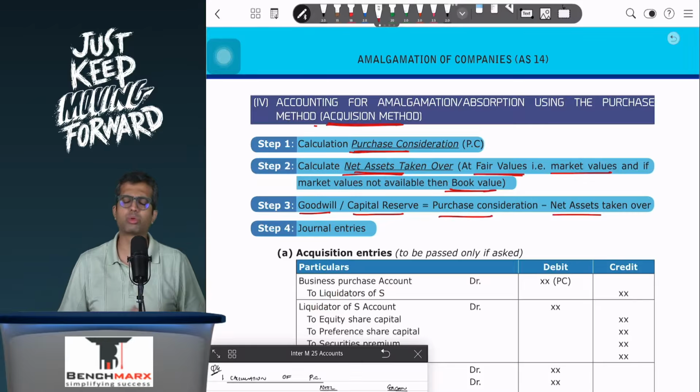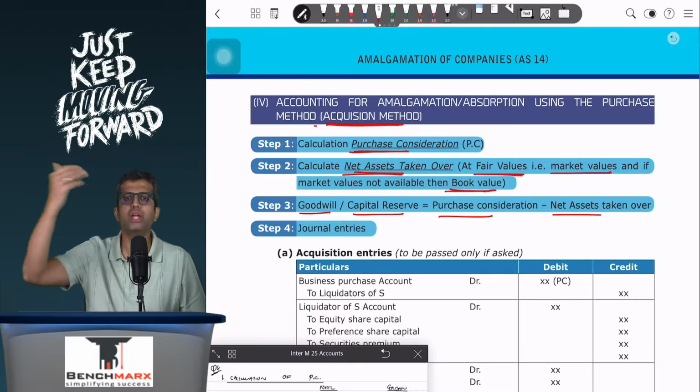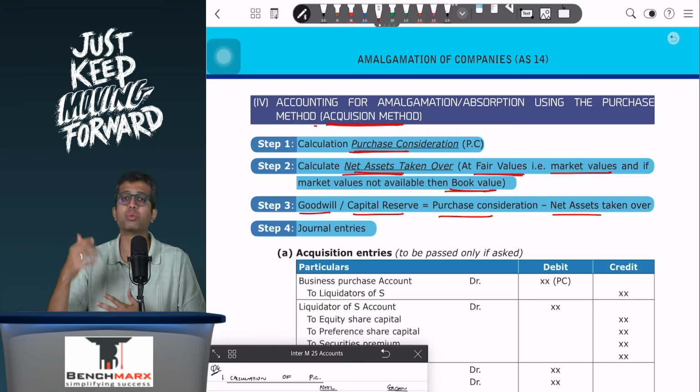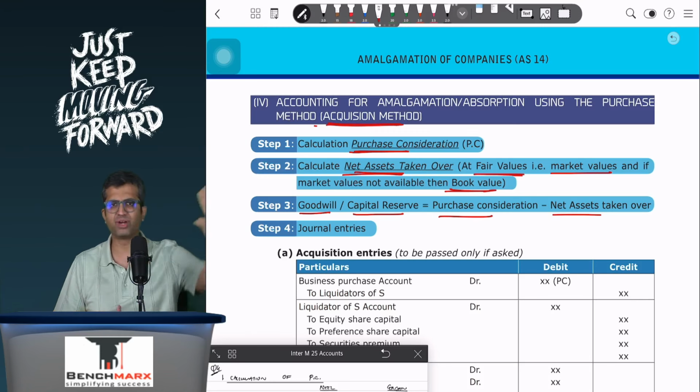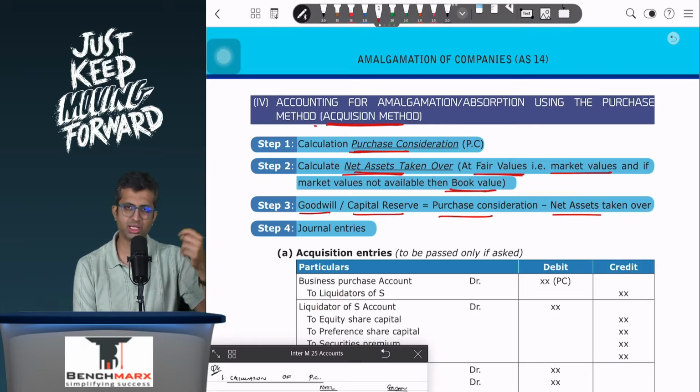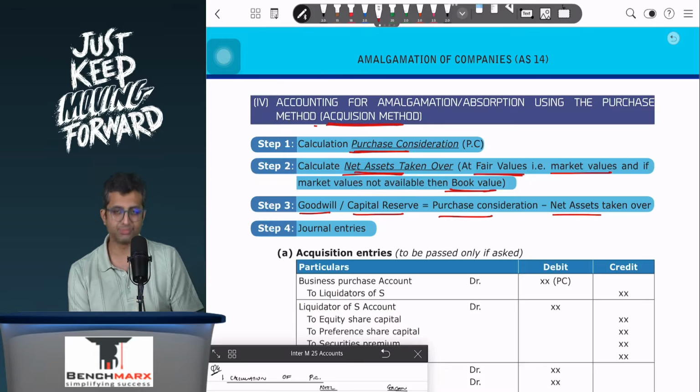Now step number 1, PC will be done every time. However, step number 2 may be skipped in case you are asked to pass journal entries. If you are asked to pass journal entries, in the journal entry, you will take over assets and liabilities, and hence your balancing figure will automatically be found. If you do step 1, 2 and 3, no problem. However, if a journal entry is passed, when you take over assets and liabilities and compare them with the purchase consideration, the balancing figure will be goodwill. We will see that. So you can skip that.